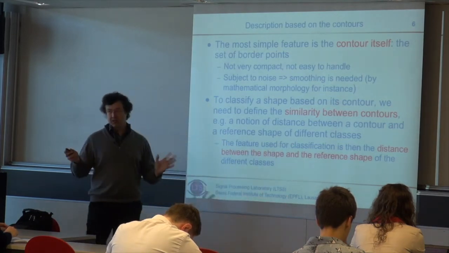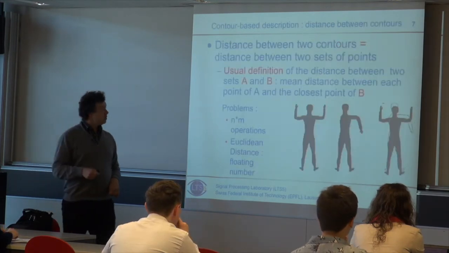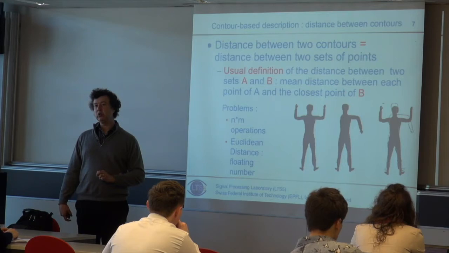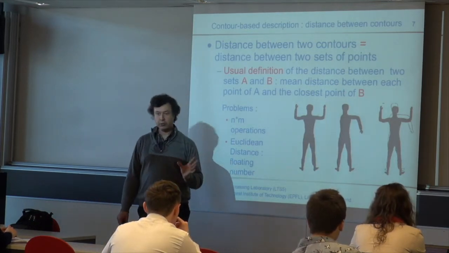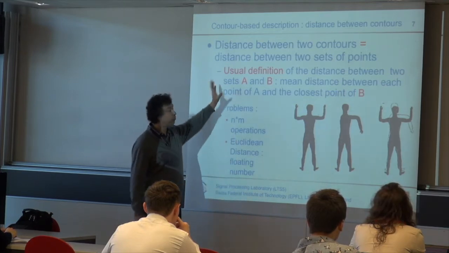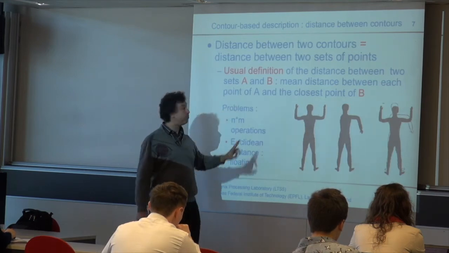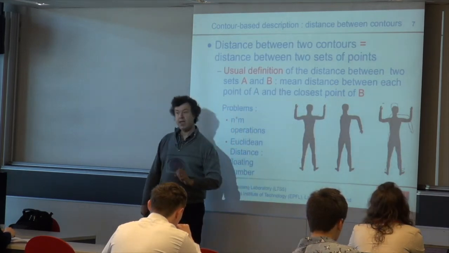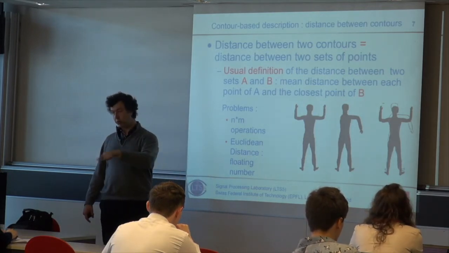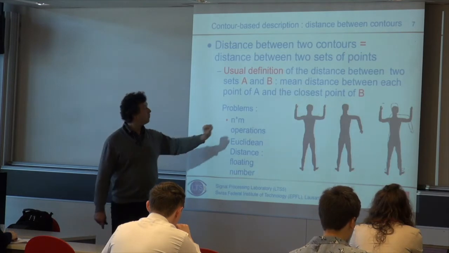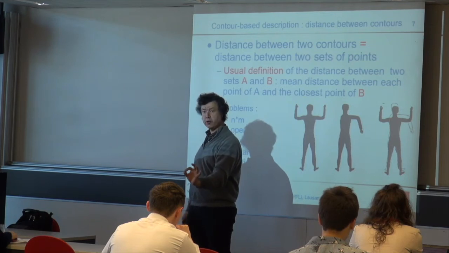Simple, huh? So this looks simple, but you see that we can already elaborate a little bit on that. So what is the definition of the distance between two contours? I give you one definition which has some nice properties. I have a set of points. My contour is a set of points, as I said. So the distance between two sets of points, A and B, I give you the definition, is the mean value over all the points of the distance between each point of A and the closest point in B.